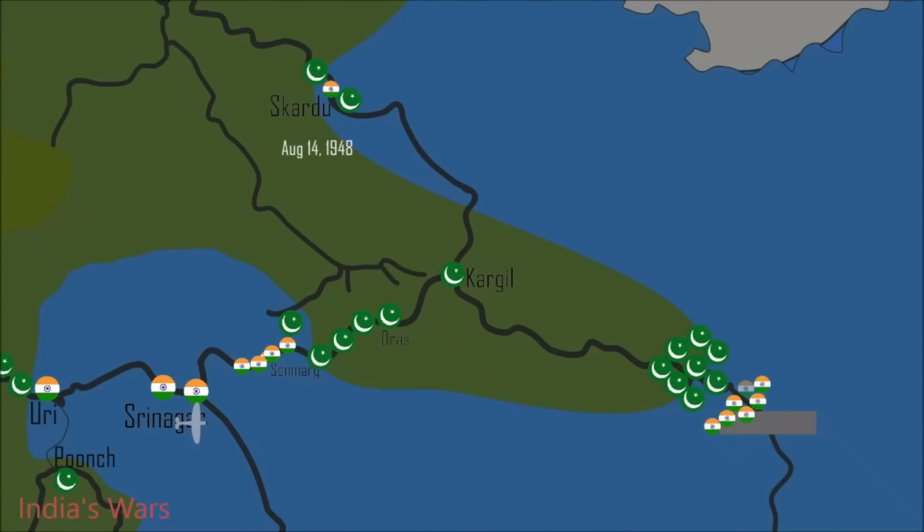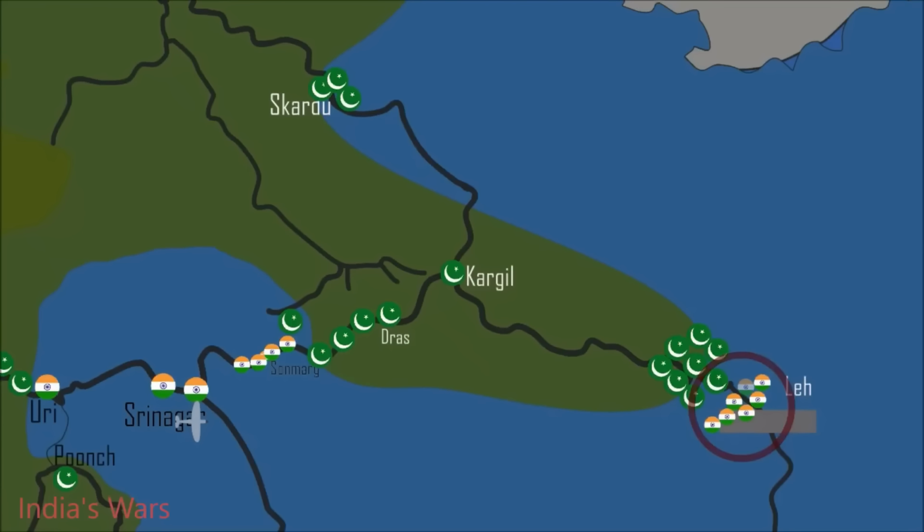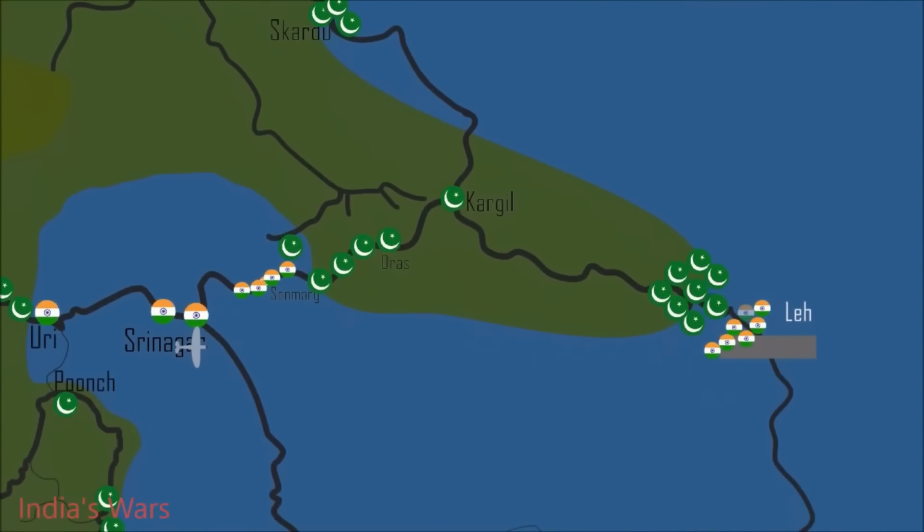August 14, 1948. This was the fall of Skardu, a major setback for the Indian side. With the fall of Skardu, Gilgit, Skardu, Kargil and Dras were all lost to the enemy. Leh was the sole pocket in the north and the east holding strong against the constant assault from the enemy. The Indian side now focused all their efforts in supporting Leh with whatever they had.